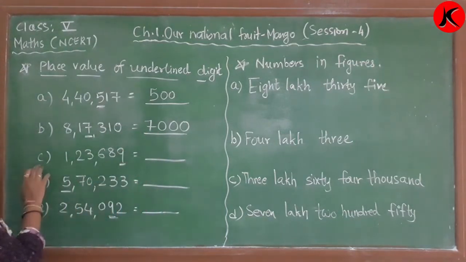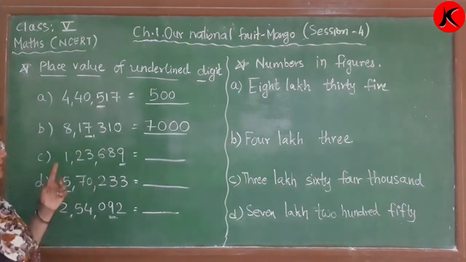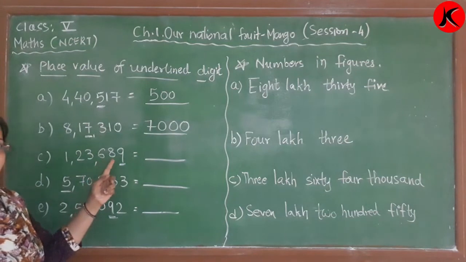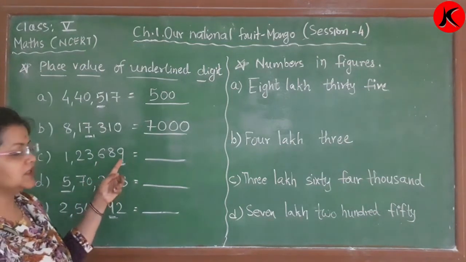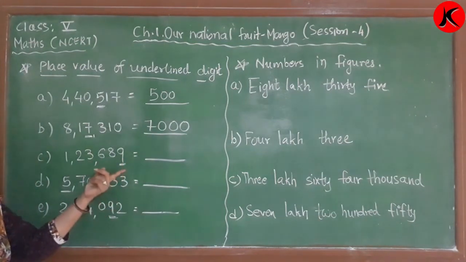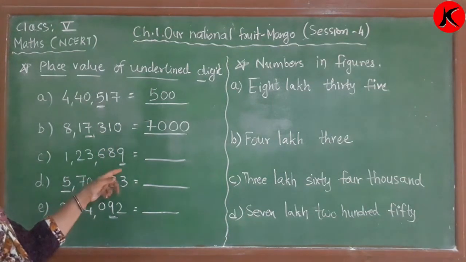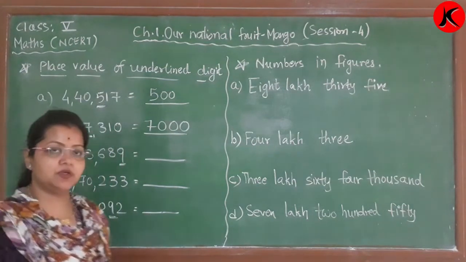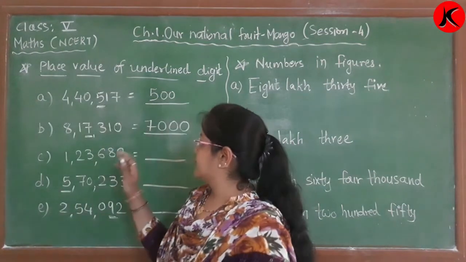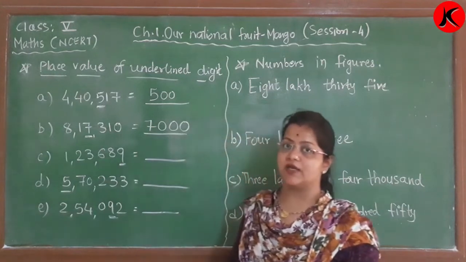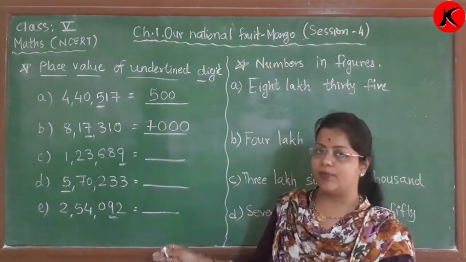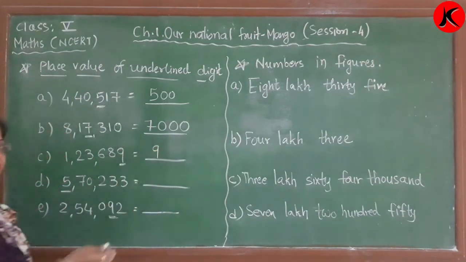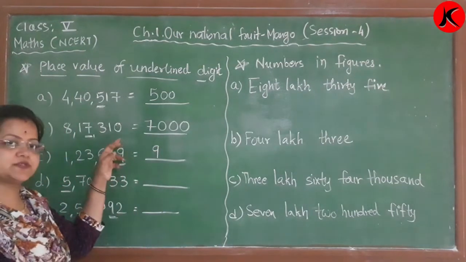Now here in C number, read this number first: 1,23,689. 9 is the underlined digit and we have to find the place value of 9. 9 is on which place? On ones place. There is a rule, you know that very well: whichever number is on ones place, the value is the same number. So 9's value is 9, the same number, because it is on ones place.